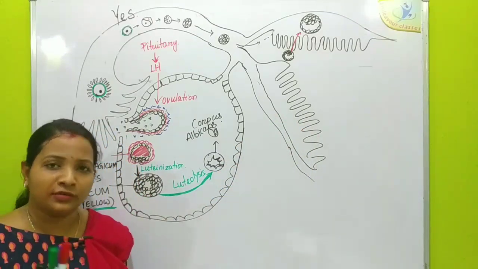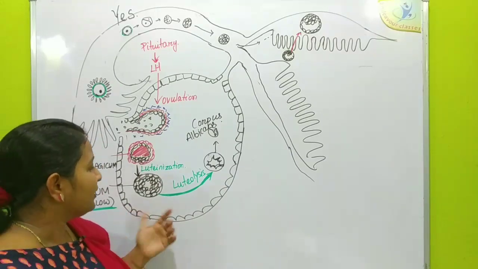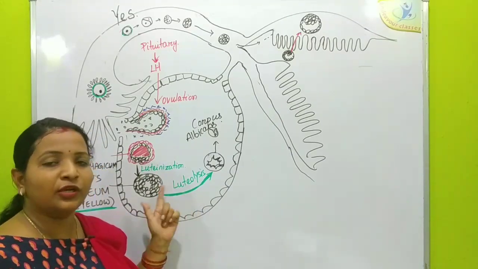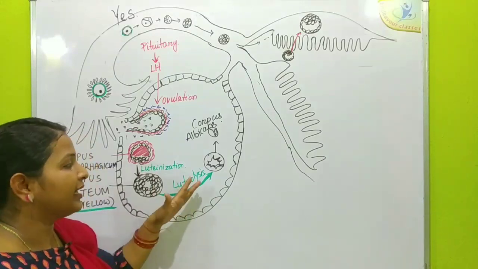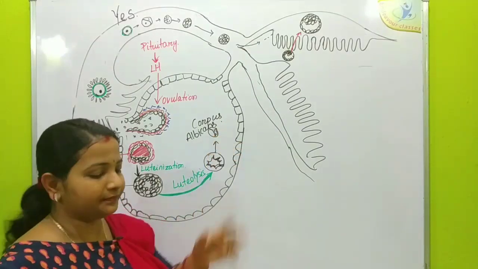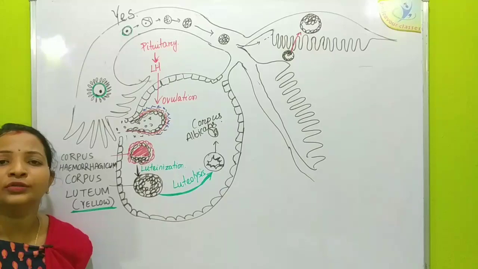So progesterone hormone helps in the preparation of the uterine endometrium. Again, if fertilization does not occur, then what will happen? By the process of luteolysis, the luteal cells will degenerate and they are converted to corpus albicans. So this is all about the corpus luteum.